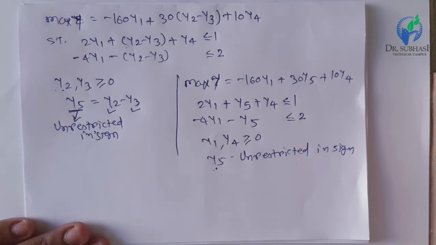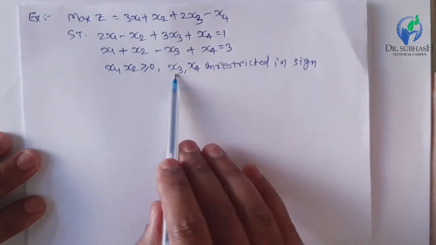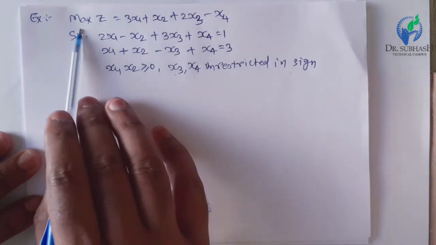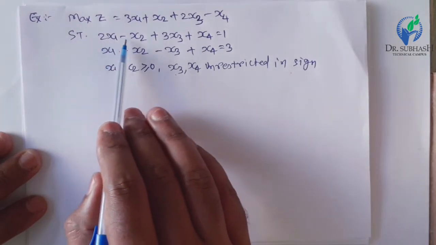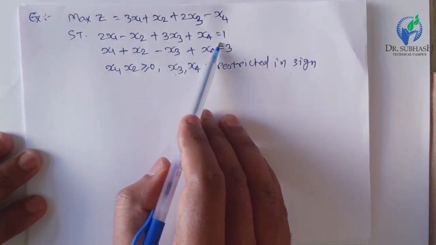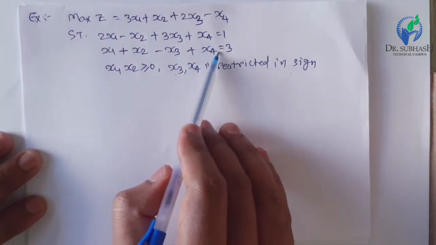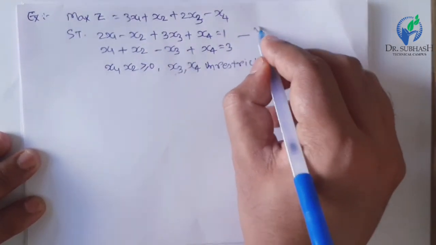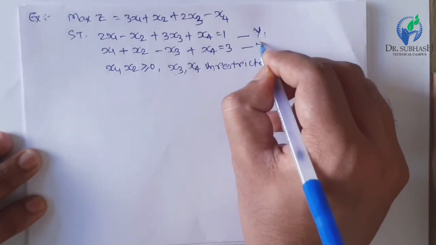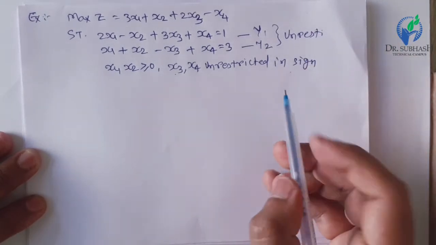Now let us try to understand another problem, which is given here with two variables unrestricted in sign. Maximize z equal to 3x1 plus x2 plus 2x3 minus x4, subject to the constraints 2x1 minus x2 plus 3x3 plus x4 equal to 1, and x1 plus x2 minus x3 plus x4 equal to 3. So here both constraints are equation type, so the related variables, let's say y1 and y2, will be unrestricted, as we have seen in the previous problem.